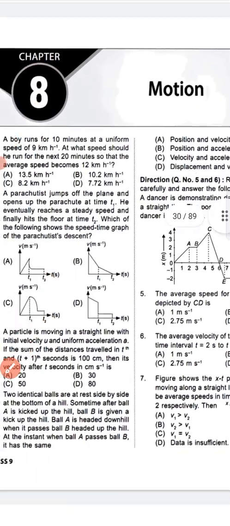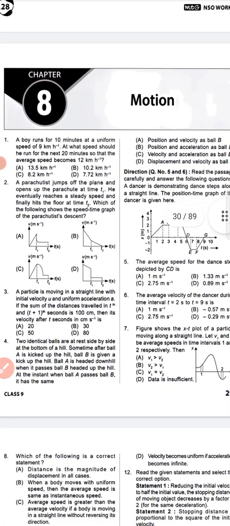So, our next chapter is motion from physics. In the first question of this chapter, a boy runs for 10 minutes at a uniform speed of 9 km per hour. At what speed should he run for the next 20 minutes so that the average speed becomes 12 km per hour? So, question number 1, option A is the correct answer.